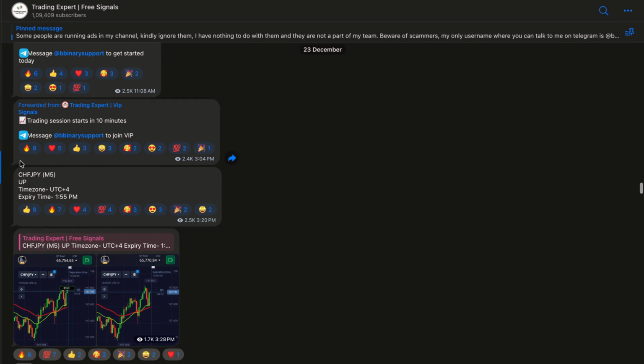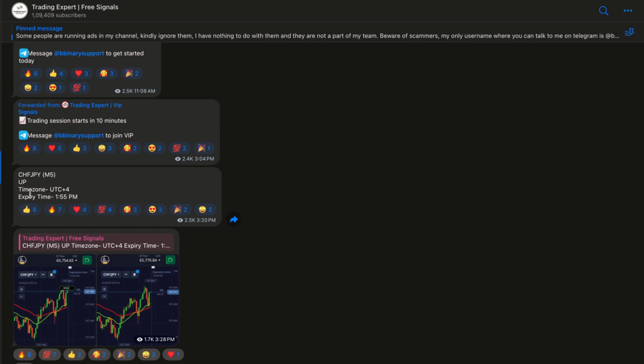So this is the new format for our signals. Here you can see CHF 5 minutes up. This you already know, the candle plus the candle timer and the chart. And this one is the direction, up.